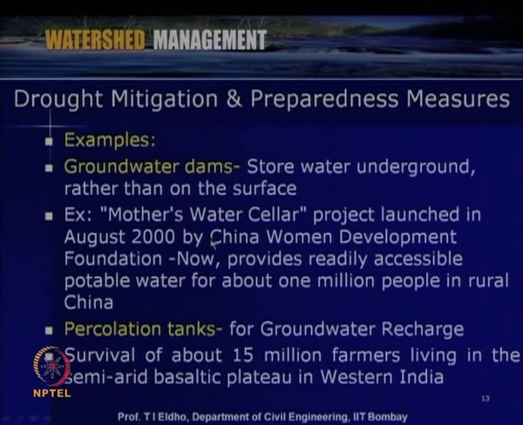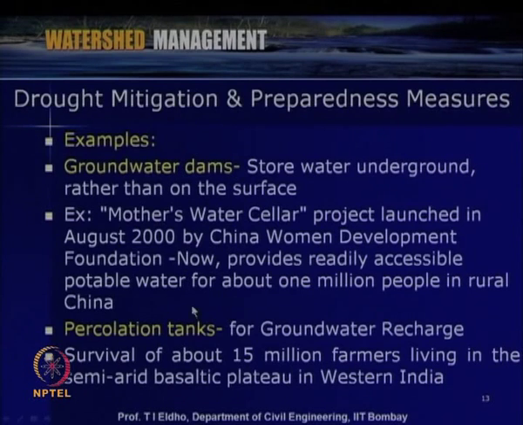So say for example, in China, under the scheme called Mother's Water Cellar, a project launched in August 2000 by the China Women Development Foundation, many drought-prone areas are now being provided water through these schemes. This provides readily accessible potable water for about 1 million people in rural China by developing these so-called groundwater dams. So that kind of change is possible.